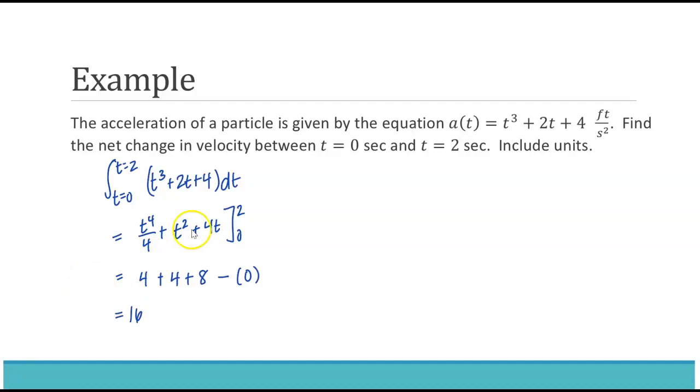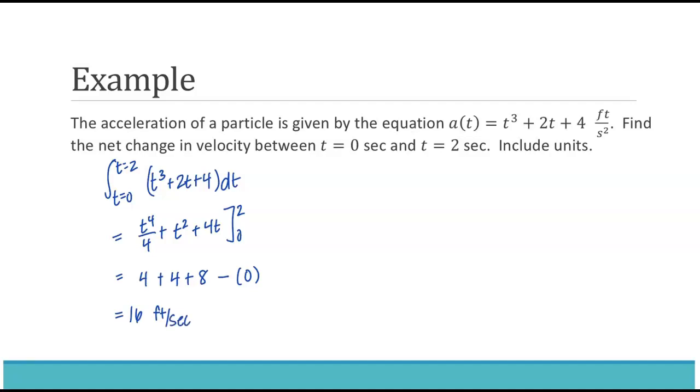But now, let's go ahead and talk about what the units would be. Well, we can see that we're trying to find net change in velocity. So the units of velocity would have to be in feet per second. So we have feet per second.